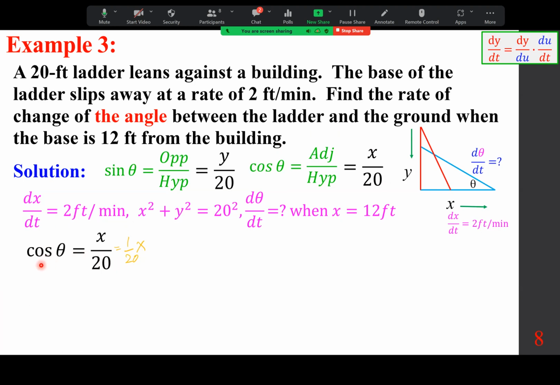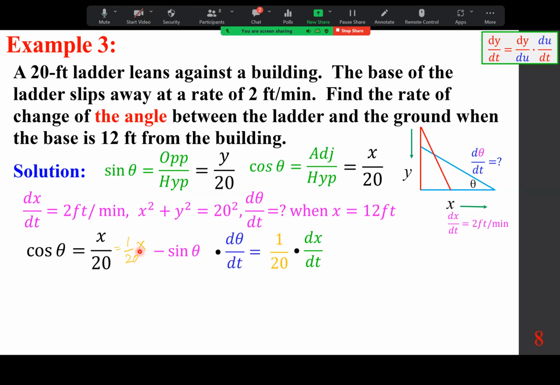So the left side, cosine, the derivative is negative sine of the same argument, namely theta, d theta dt, because the independent variable is t. So negative sine theta, and then d theta dt. On the right side, we have 1 over 20 times x gives us dx dt. And so you can replace everything accordingly.